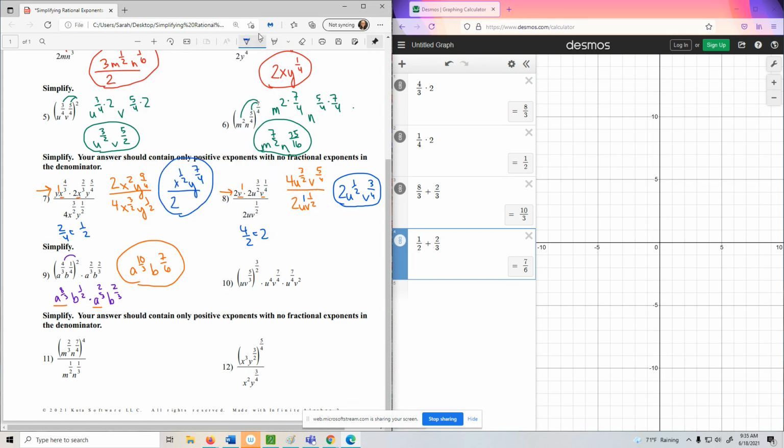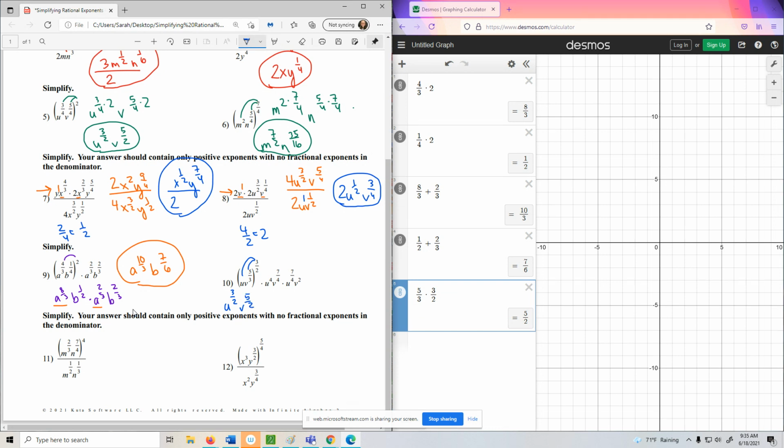Same idea for number 10. This becomes u to the 3 over 2. And then for v, doing 5 over 3 times 3 over 2, which is 5 over 2.